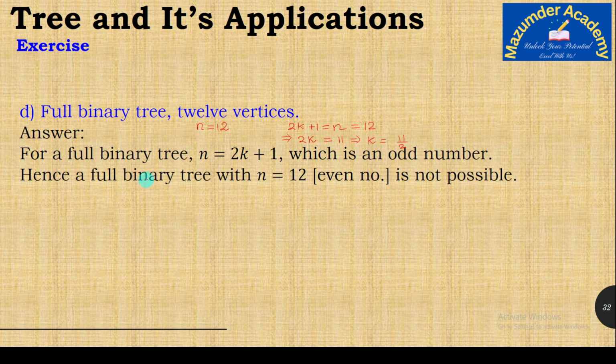Another way, as I have answered here, you can see for a full binary tree n equal to 2k plus 1, and 2k plus 1 is always an odd number, but they are telling a full binary tree with n equal to 12, which is an even number. That means it is not possible. So either way you can explain in terms of k or in terms of n. Here the explanation is given in terms of n, and if you want to put your argument in terms of k, that is internal vertices, you can write that k, number of internal vertices, comes out to be a fraction, which is not possible. Therefore no such graph exists.